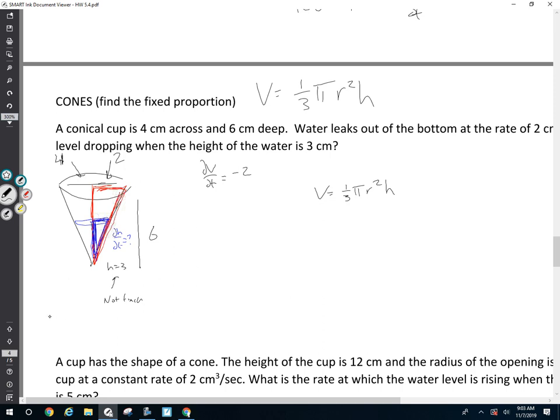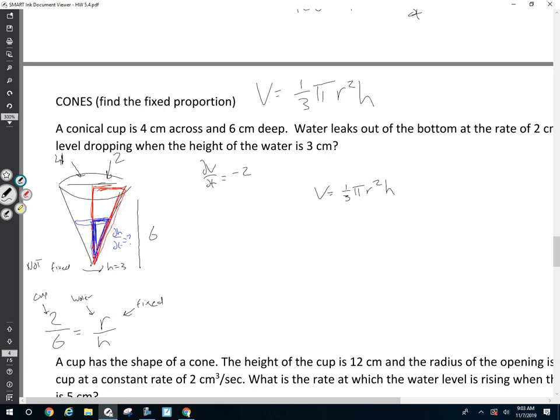So the radius of the cup divided by the height of the cup will equal the radius of the water divided by the height of the water. So this is the cup, this is the water. This, my friends, is fixed. I said that this is not fixed, and that's true, but this is a fixed relationship between the radius and the height.